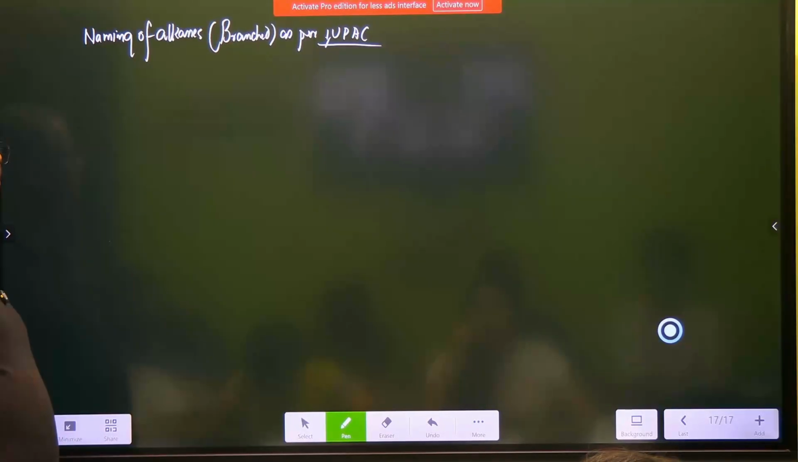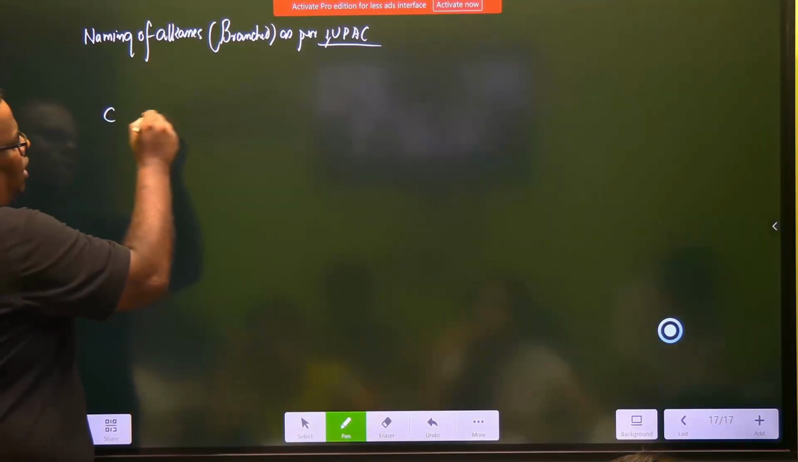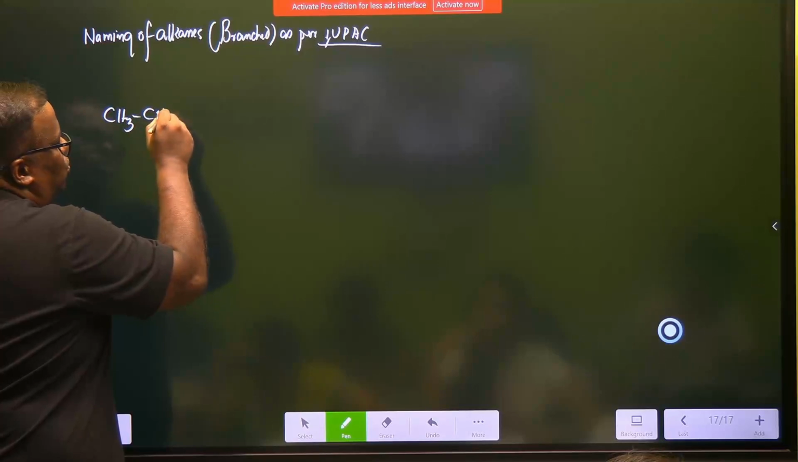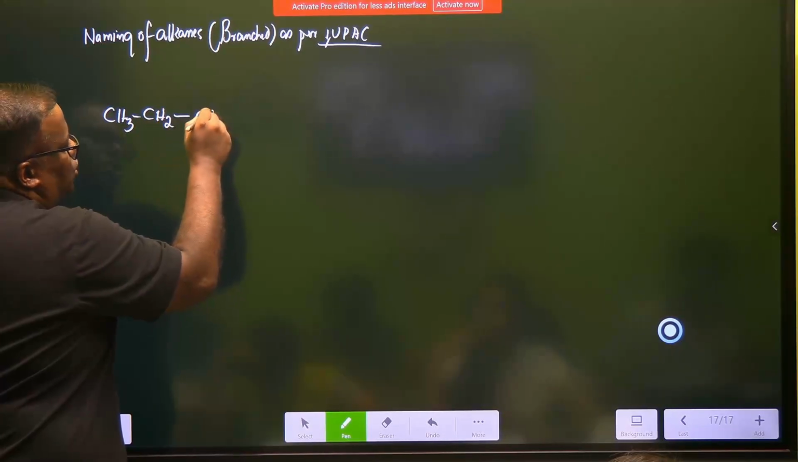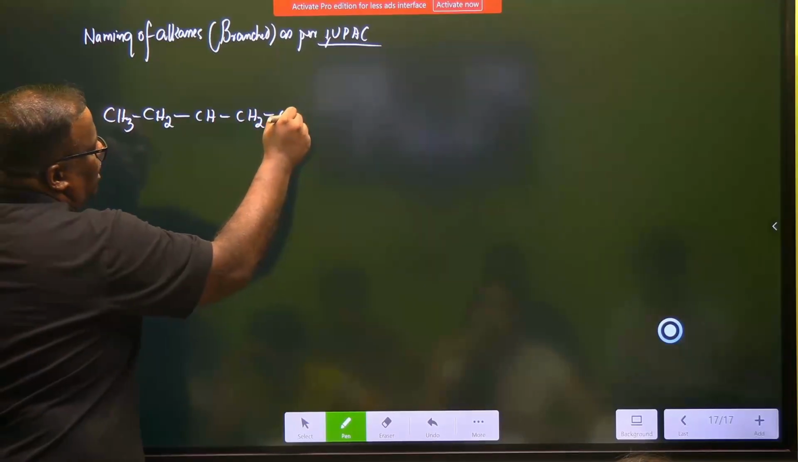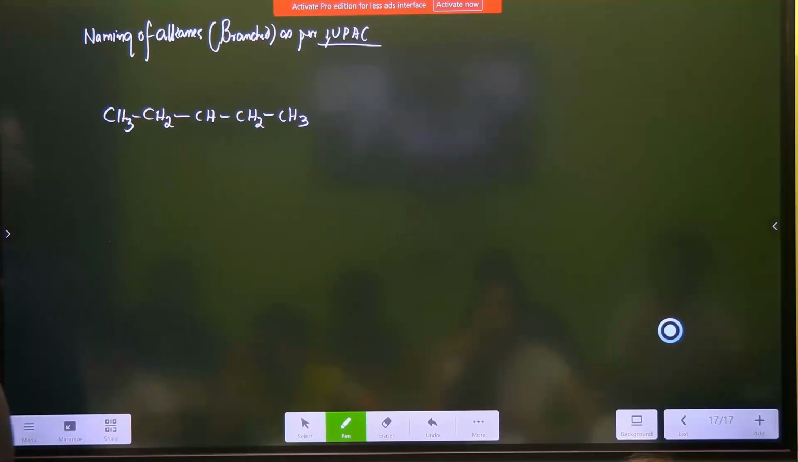Sir, why are you seeing branched? Straight, you know how to name methane, ethane, propane, right? So there are some rules, and these rules, for interest, we will do it. Okay, let's see the rules. So let's take a branched hydrocarbon, CH3, CH2, CH, CH2, CH3, right? Is this complete?